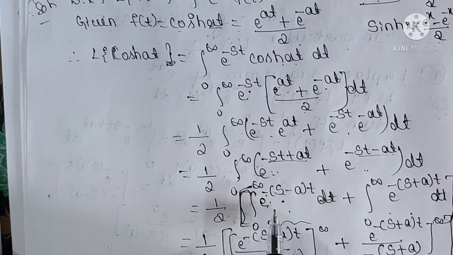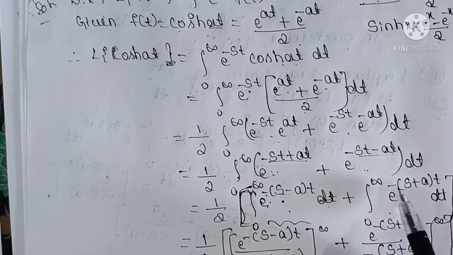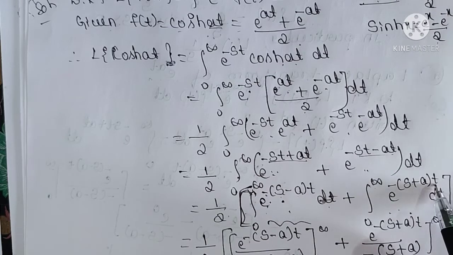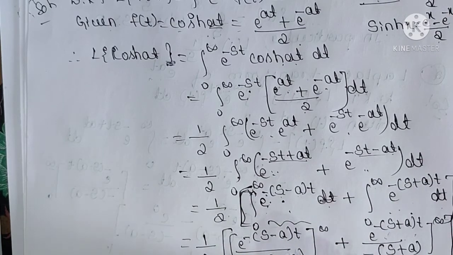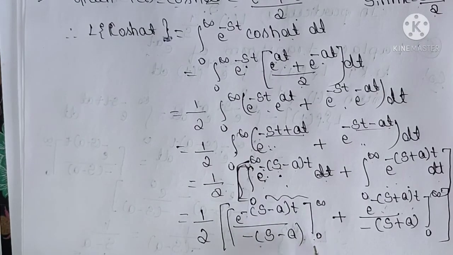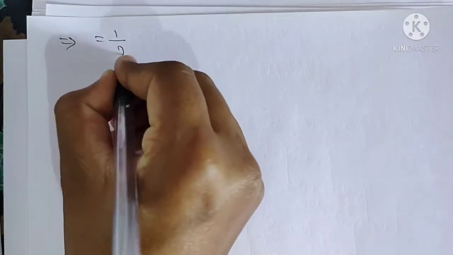Otherwise, we already calculated in the above steps the integral from 0 to infinity of e to the power of minus (s minus a)t dt and the integral from 0 to infinity of e to the power of minus (s plus a)t dt. Directly you can substitute and simplify. Now apply limits, we get 1 by 2 as it is.